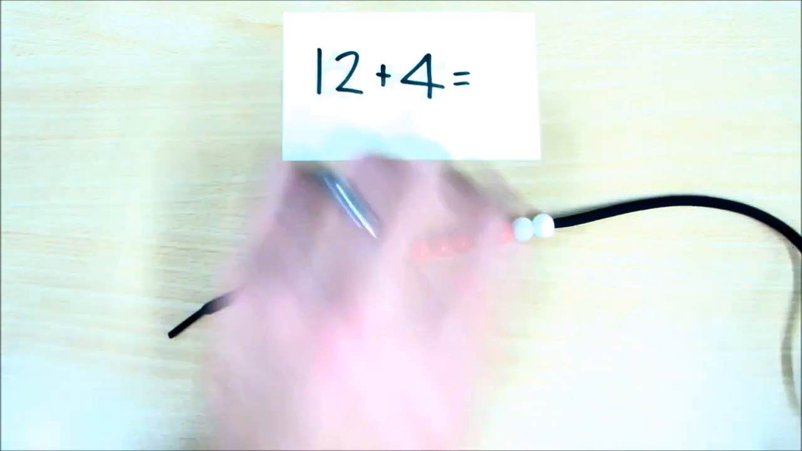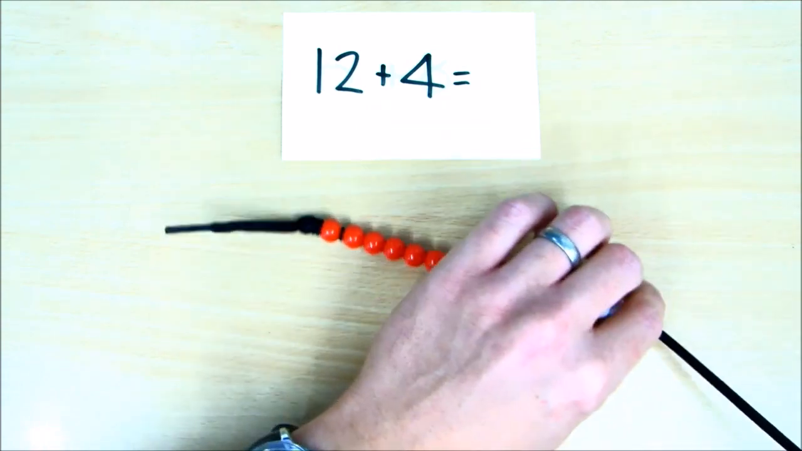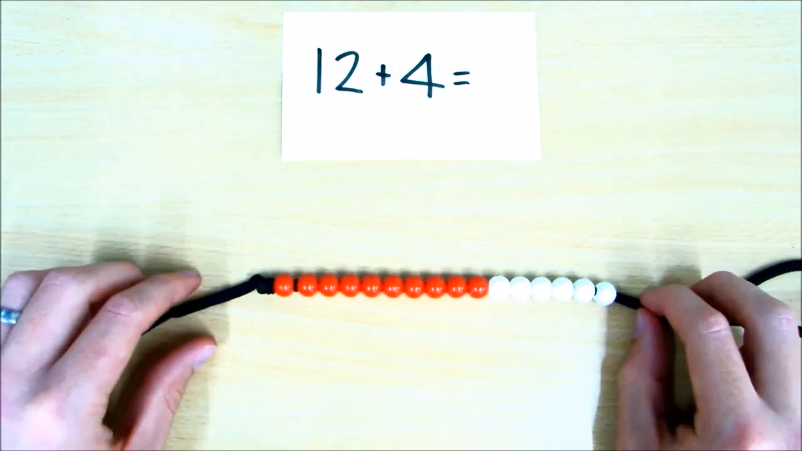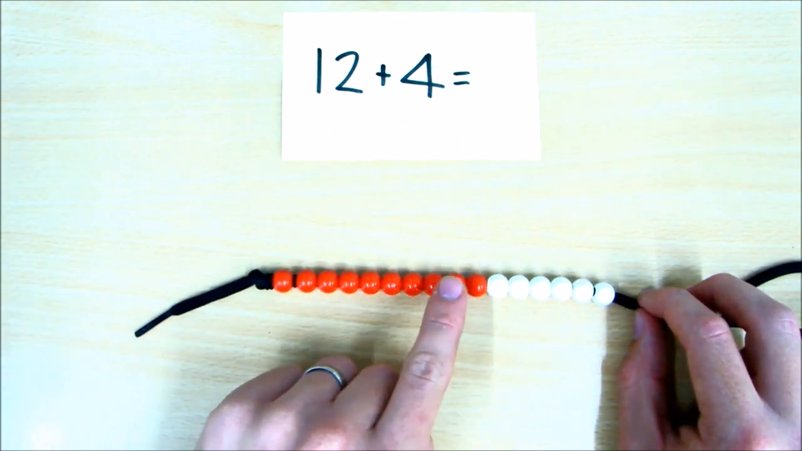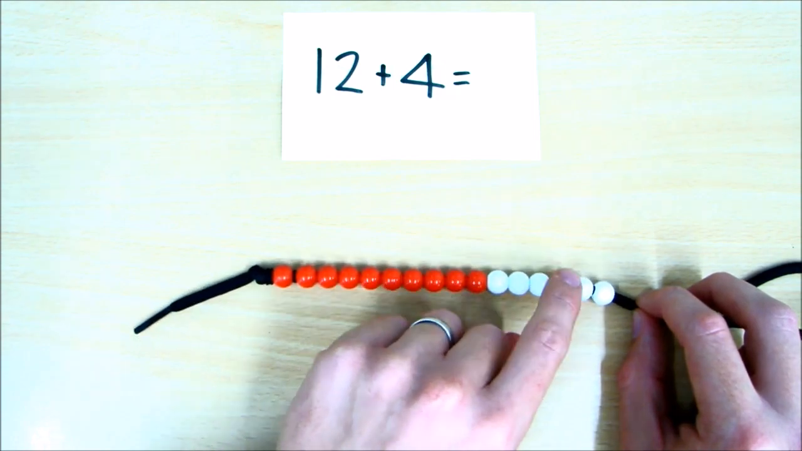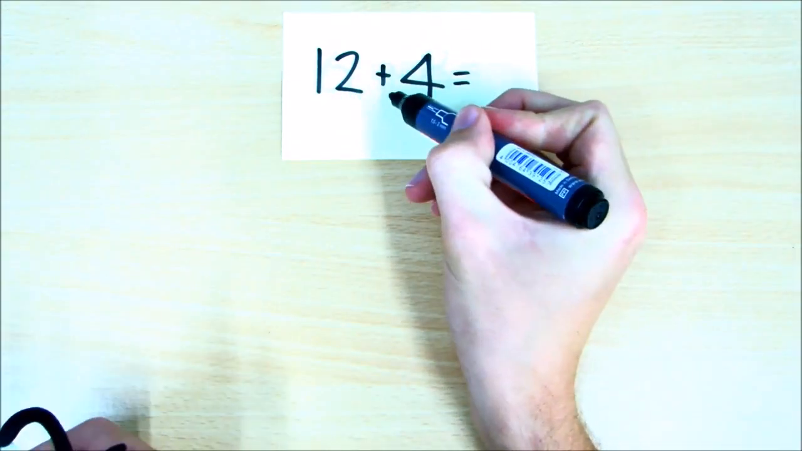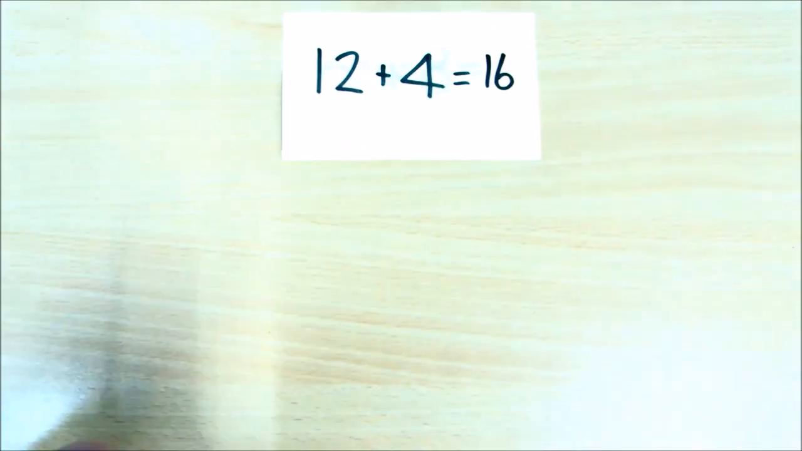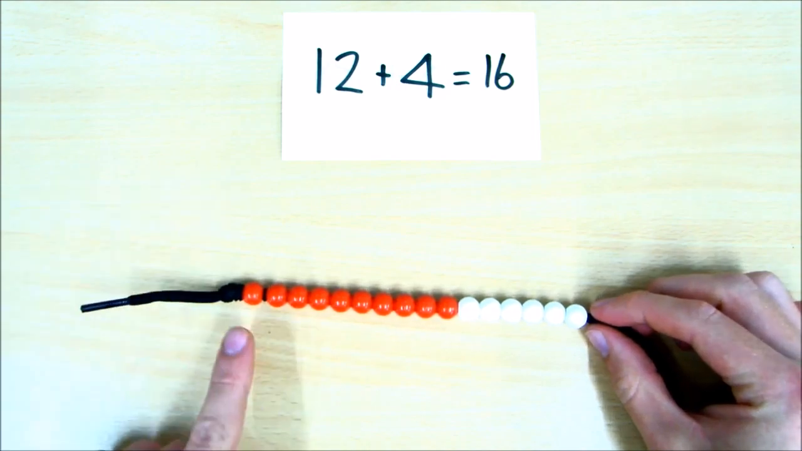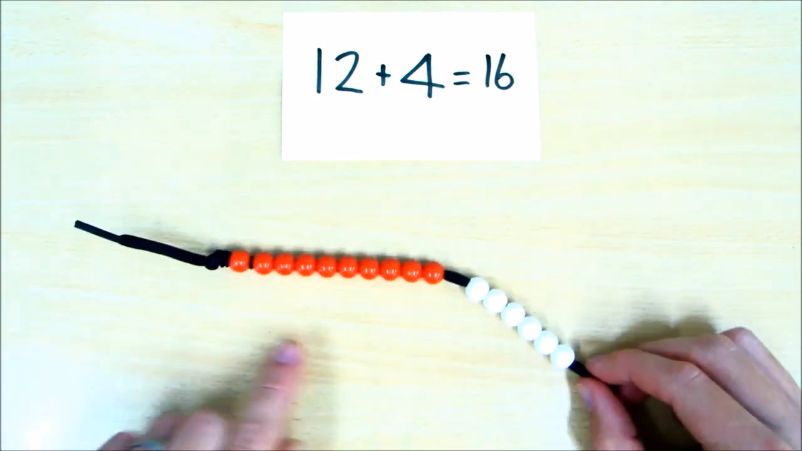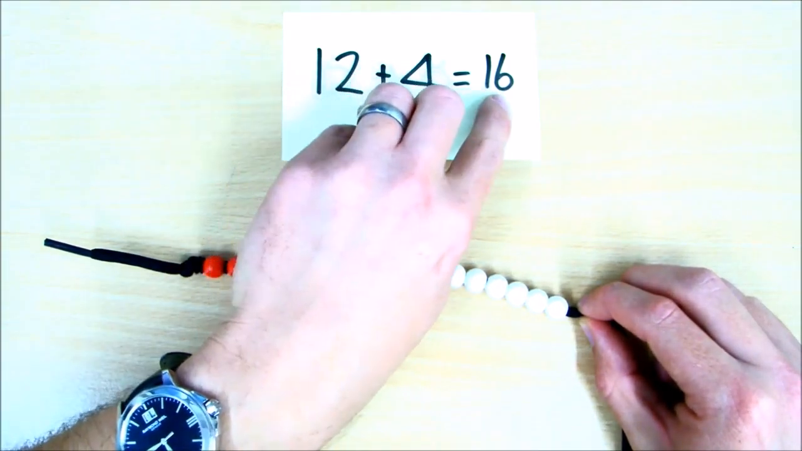Add another 4, 1, 2, 3, 4. And now once again, we'll count how many there are all together. So it's 1, 2, 3, 4, 5, 6, 7, 8, 9, 10, 11, 12, 13, 14, 15, 16. So 12 add 4 equals 16. Once again, you will notice that it's a group of 10 here, is the reds, and there are 6 units here. So 16 is 1 ten and 6 units.